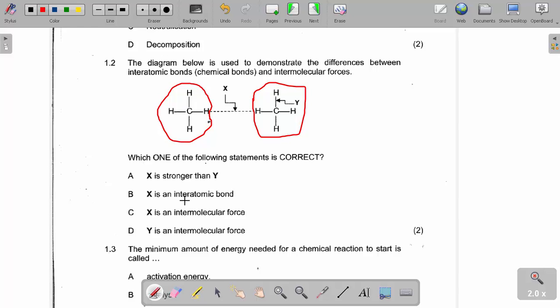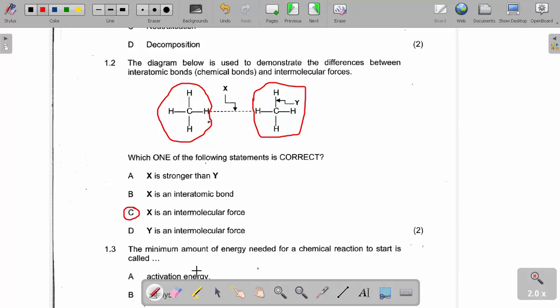They're saying X is an interatomic bond. Now this X, because it is between two molecules, you cannot say it is interatomic. No, that's not correct. X is intermolecular. Then, X is an intermolecular force. That is very correct. Now they're saying Y is an intermolecular force, but you see Y is within one molecule, so it will be interatomic force, not intermolecular force. So the answer is X is an intermolecular force. Hope we are together. Let us proceed, guys.